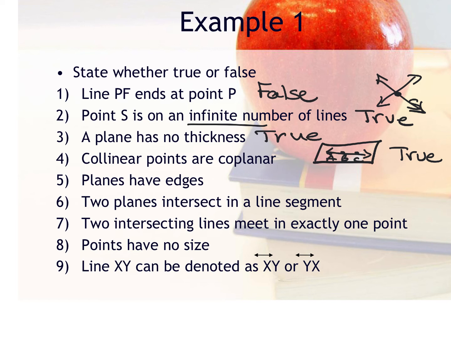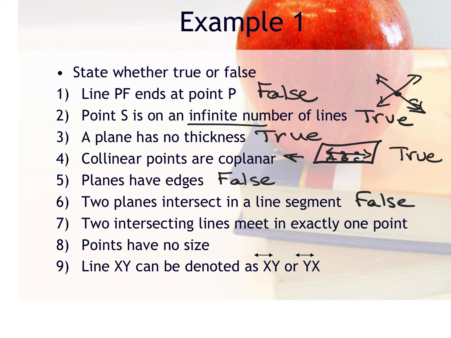Planes have edges. This one's false, good, because planes go forever. 2 planes intersect in a line segment. False, good. Now, if this statement would have said 2 planes intersect in a line, then it would have been true. Because remember, planes go forever, and so do lines.